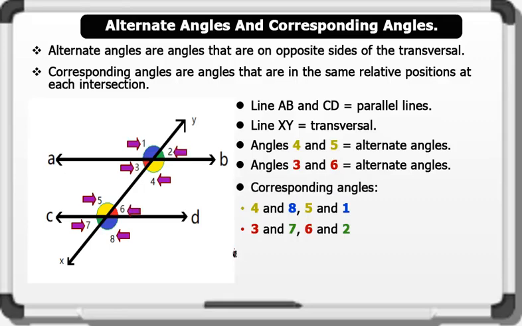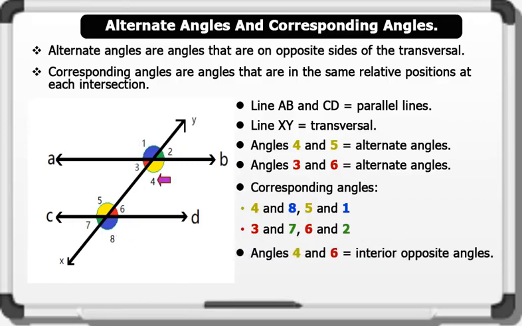corresponding angles. The pair of angles marked 4 and 6 are called interior opposite angles. The pair of angles marked 5 and 3 are also called interior opposite angles. That's brilliant!